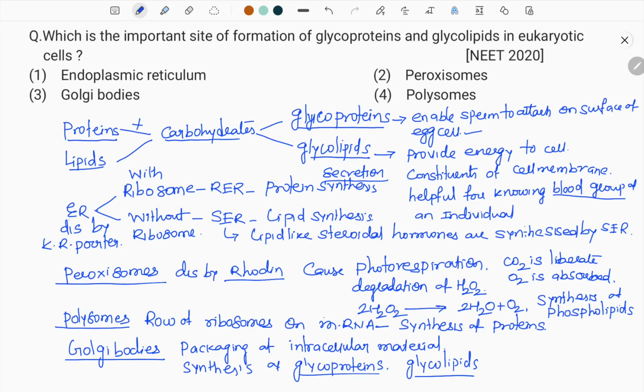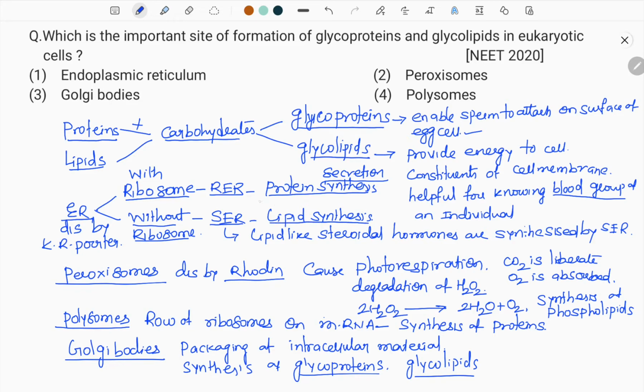Coming to the endoplasmic reticulum, it is a network of tubular structures proposed by K.R. Porter. It is part of the endomembrane system, enclosed by a single membrane. The ER with ribosomes is called rough endoplasmic reticulum. Without ribosomes, it is called smooth endoplasmic reticulum. Rough endoplasmic reticulum is helpful for protein synthesis. Smooth endoplasmic reticulum is helpful for lipid synthesis.